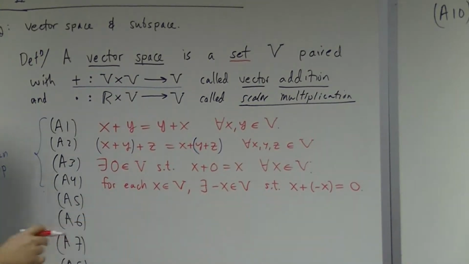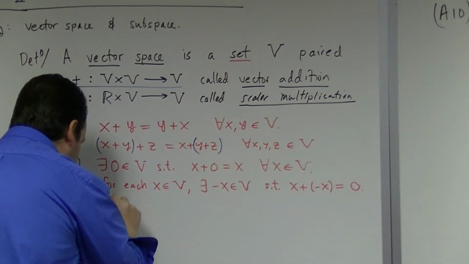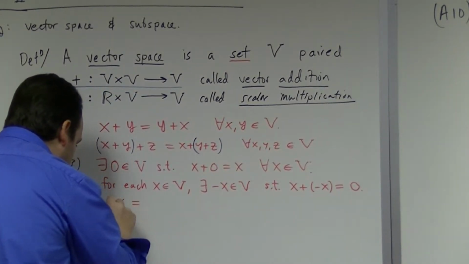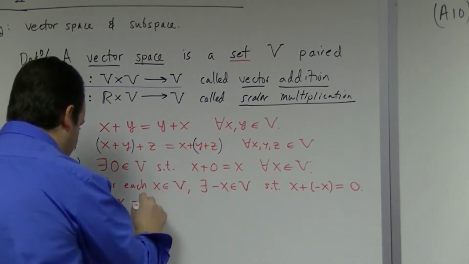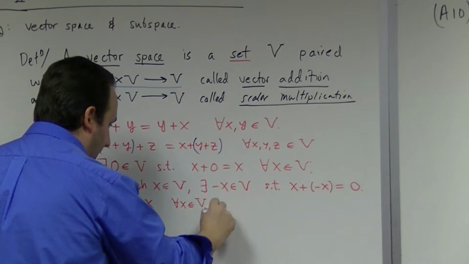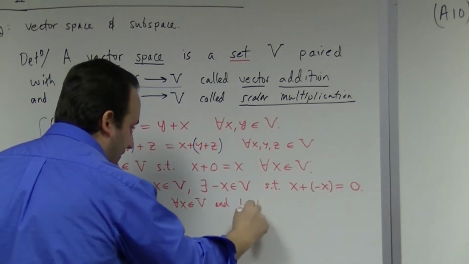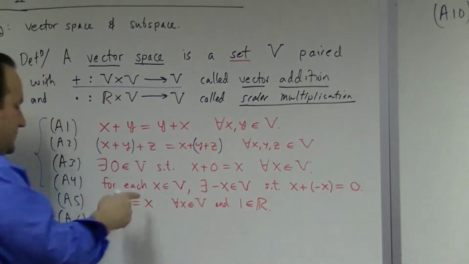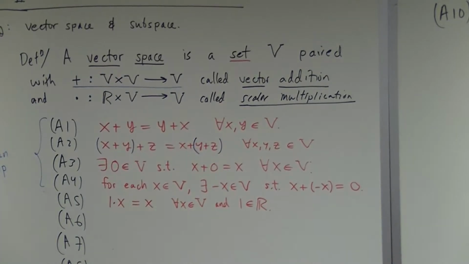So, scalar multiplication, how do we describe scalar multiplication? 1 times x should be what? Yeah, it should be x, and that's for all x in V. And here I'm writing 1, that's the 1 from the real numbers. That's the multiplicative identity of the real number 1.